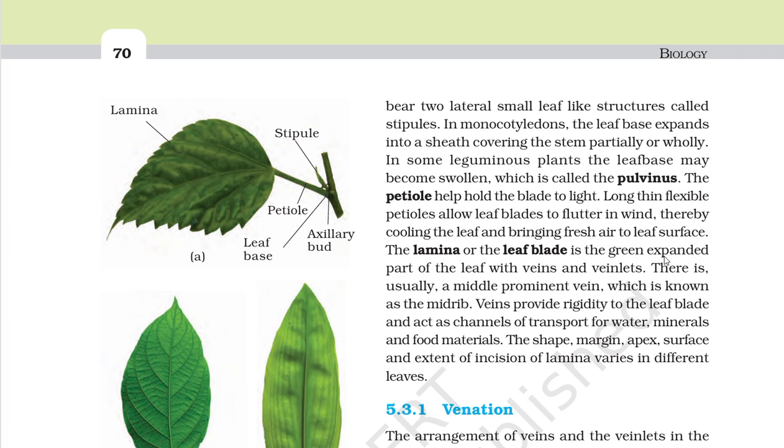Long, thin, flexible petioles allow leaf blades to flutter in wind, thereby cooling the leaf and bringing fresh air to the leaf surface. The lamina or the leaf blade is the green expanded part of the leaf with veins and veinlets. There is usually a middle prominent vein which is known as the midrib. Veins provide rigidity to the leaf blade and act as channels of transport for water, minerals, and food materials. The shape, margin, apex, surface, and extent of incision of lamina varies in different leaves.